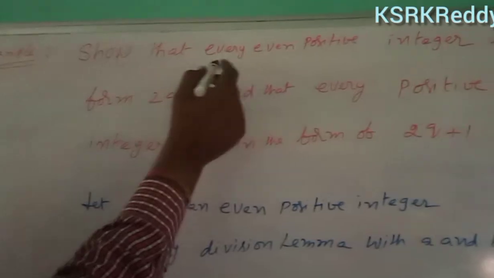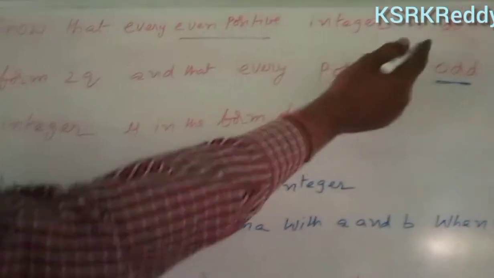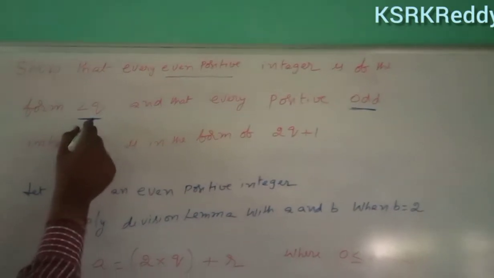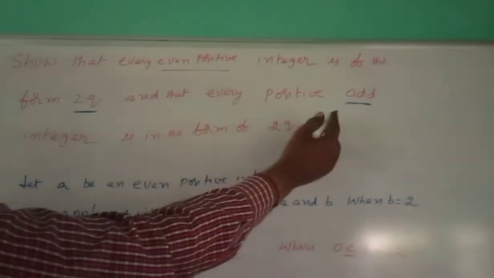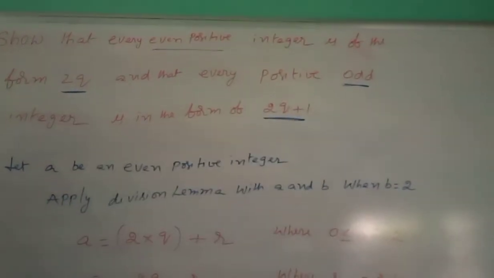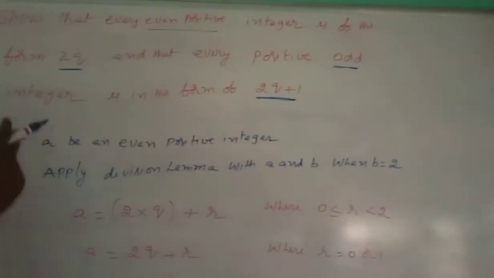Show that every even positive integer is in the form of 2q, and every positive odd integer is in the form of 2q plus 1. So that is the question.